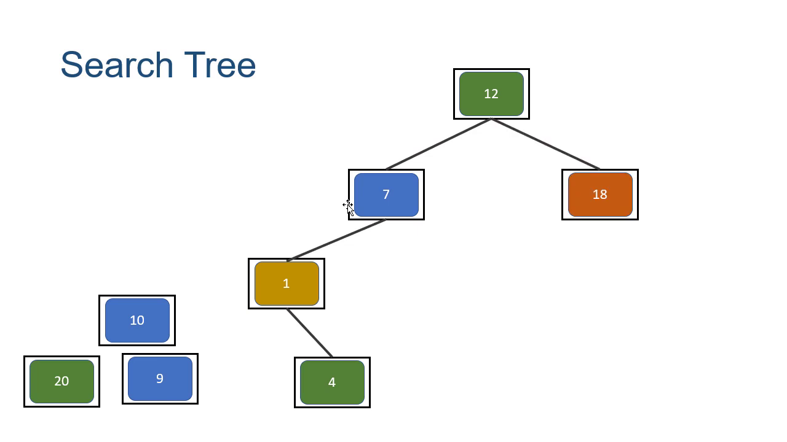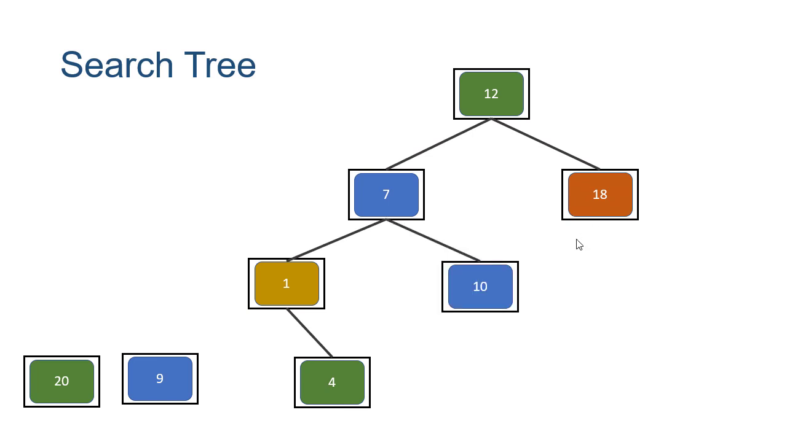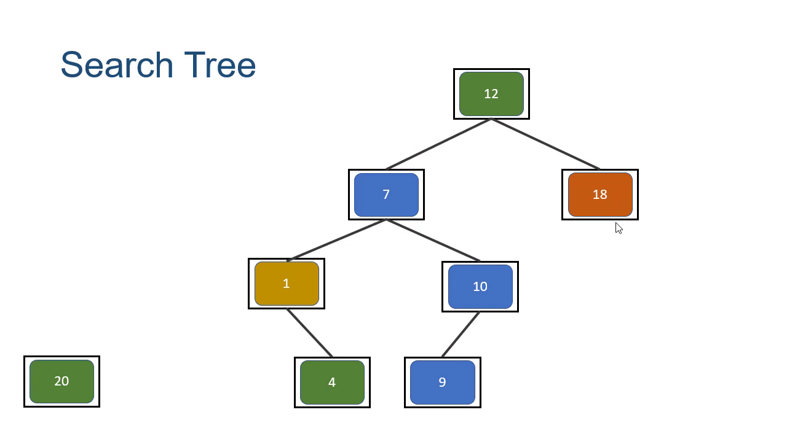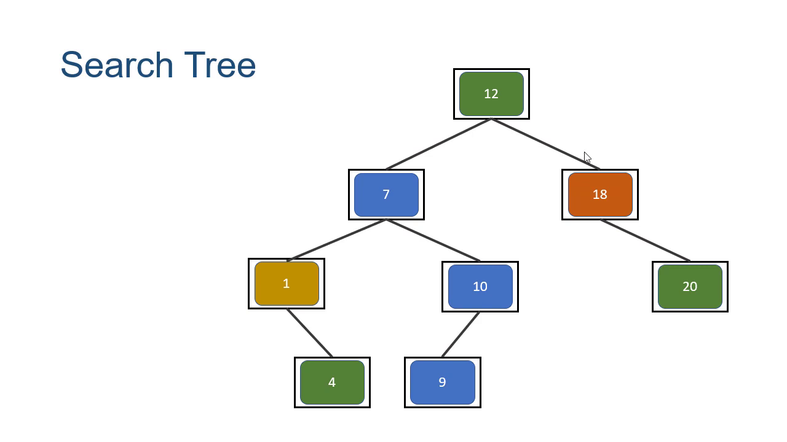18 will go in the right subtree because it's greater than 12. 10 is less than 12, so it goes in the left subtree, and then it goes in the right subtree of 7 because it's greater than 7. 9 is less than 12, greater than 7, but less than 10, so it goes in the right subtree of 10. And 20 is larger than 12, it's larger than 18, so it goes in the right subtree of 12 and 18. So both an ordered list and a search tree maintain their elements in order.